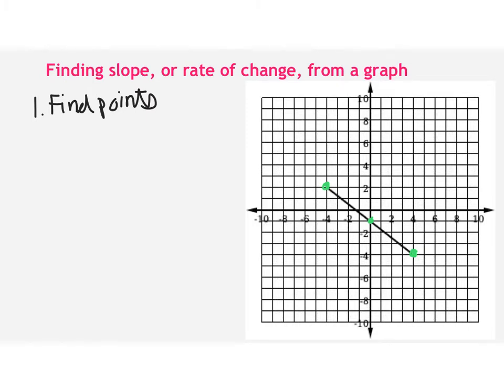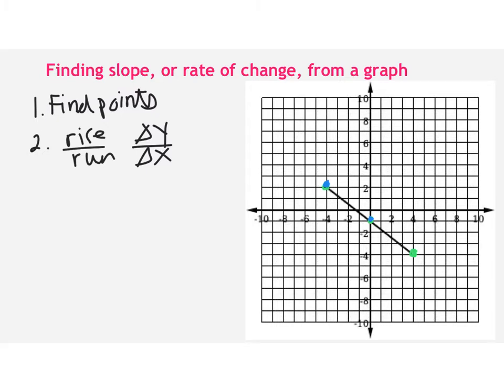So now remember, my next step is that I'm going to find the rise divided by the run. Another way you might see this is the change in y divided by the change in x. Okay, so let's look at it in terms of change in y over change in x. So if I'm going to use these points this time.